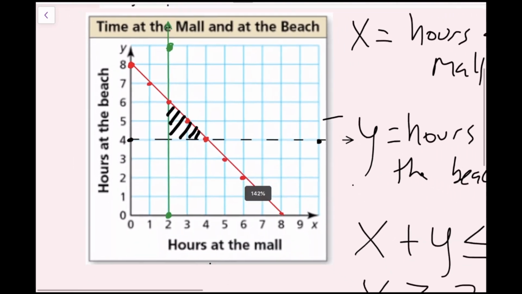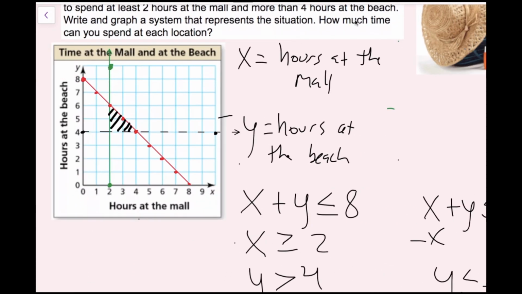So I'm going to zoom back out here. So the last question asks, how much time can we spend at each location? Any time that is within this section of the graph right here. So for instance, we could spend 3 hours at the mall and 5 hours at the beach. I could spend 2.5 hours at the mall and 4.5 hours at the beach. So any ordered pair in this little region here will count as a solution to our system of inequalities. And now we're done.